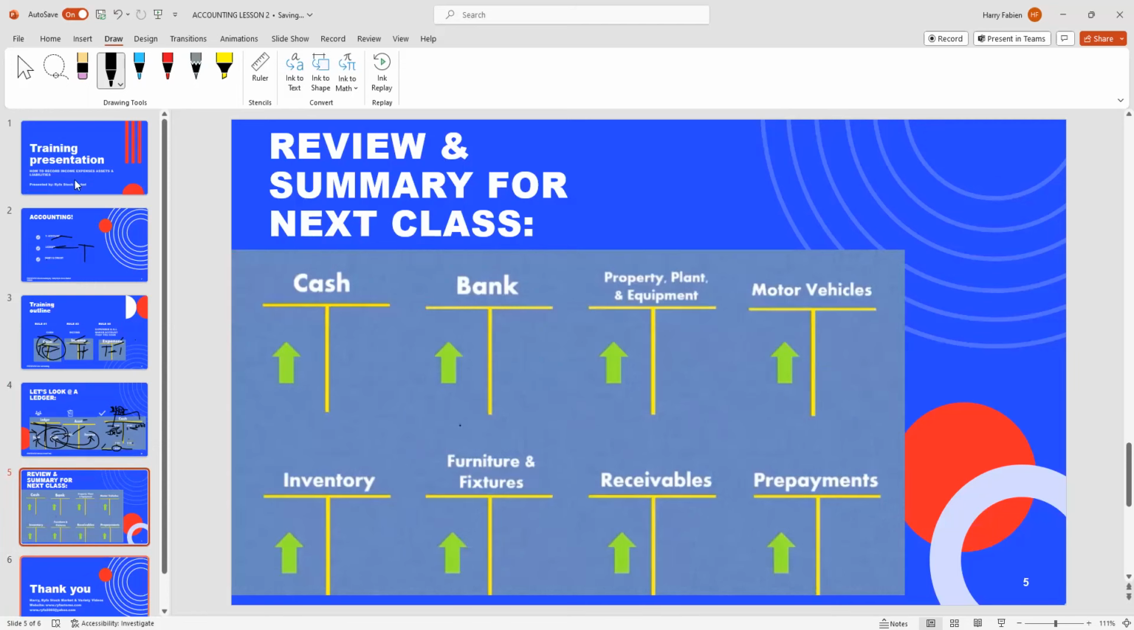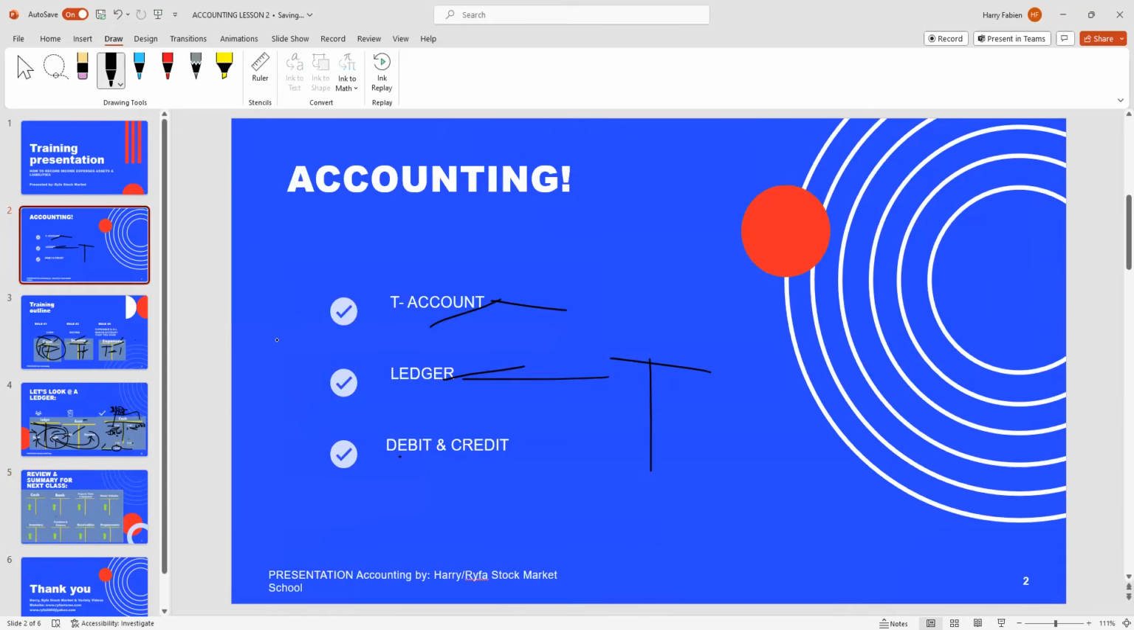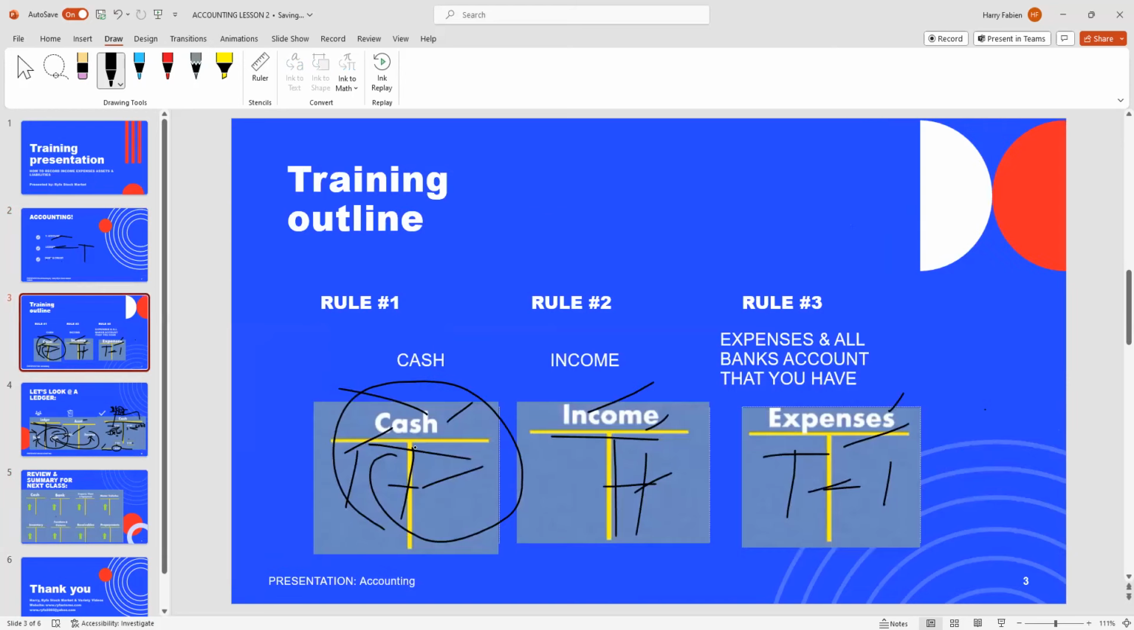So my friend, don't forget, that's the way it's been presented. Today we have seen three things. We saw the T account, which is an entry for accounting. And we saw the ledger, which is a record used to store bookkeeping entries. And we saw how they are formulated, which is debit and credit, where I showed you the cash. And they have rule one, which is the cash. That's the way you put them.